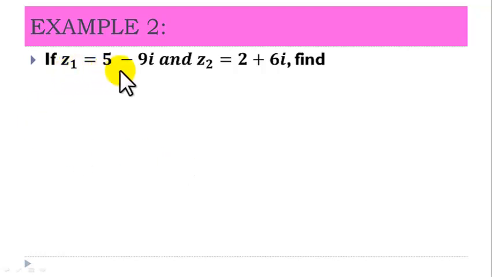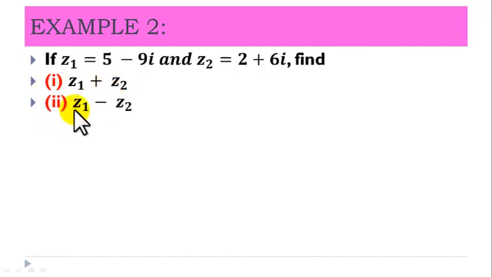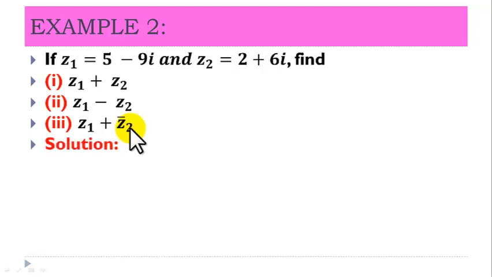Example 2. If z1 equals 5 minus 9i and z2 equals 2 plus 6i, let us find the following: 1. z1 plus z2, 2. z1 minus z2, and 3. z1 plus bar z2. Solution.